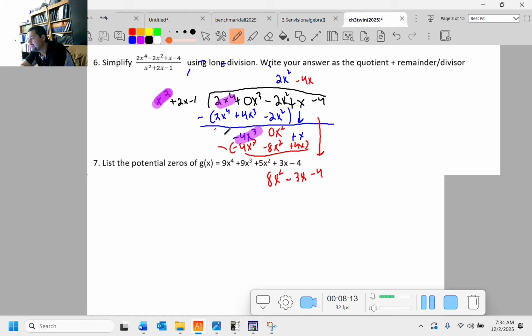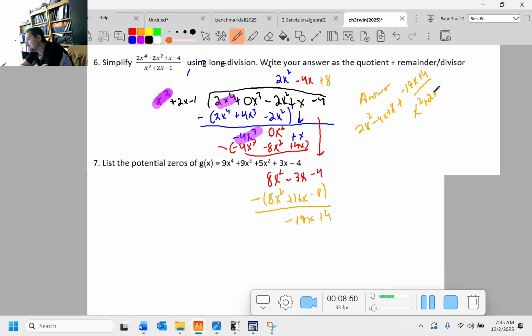I need to multiply this x squared by 8. And here's a positive 8. 8x squared plus 16x minus 8. Wrap before you subtract. A negative 3 minus 16 is negative 19x. A negative 4 minus negative 8 is plus 4. And this is my remainder. So my answer here is the quotient 2x squared minus 4x plus 8 plus a negative 19 pieces of x plus 4 over x squared plus 2x minus 1.